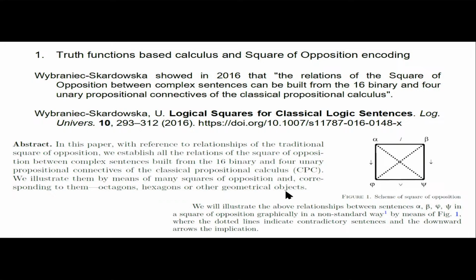Vybranec-Skradowska showed in 2016 that truth functions can be efficiently used to define complex sentences or propositions within 16 binary truth functions, and it works well within the framework of classical propositional calculus.